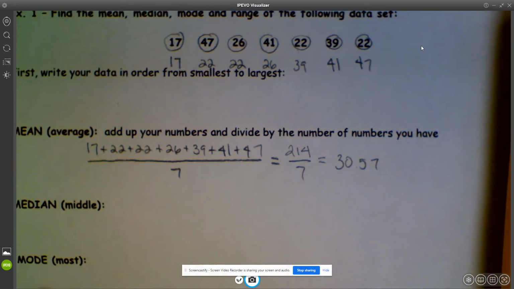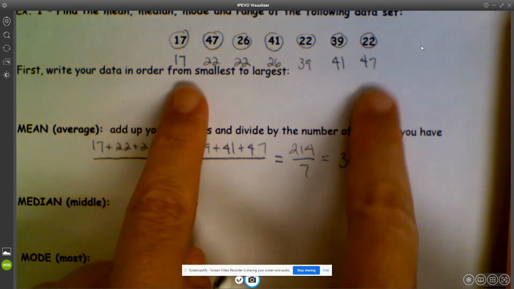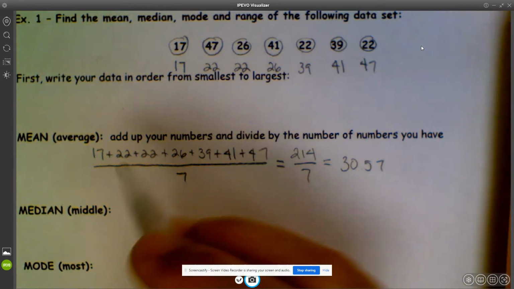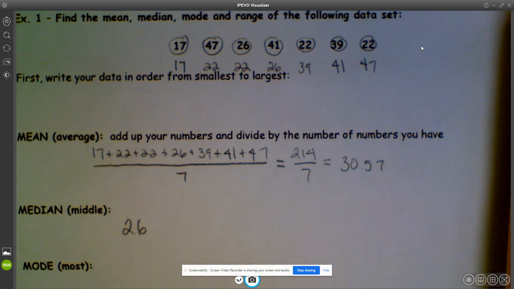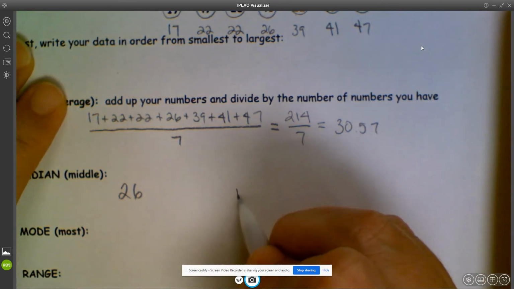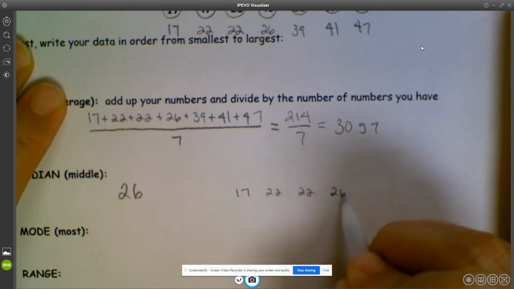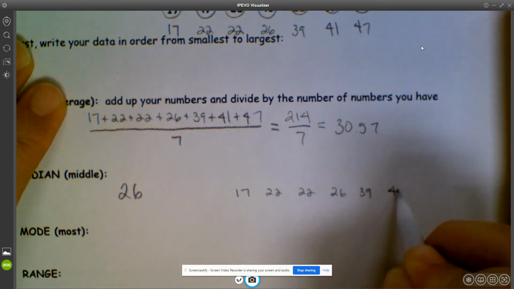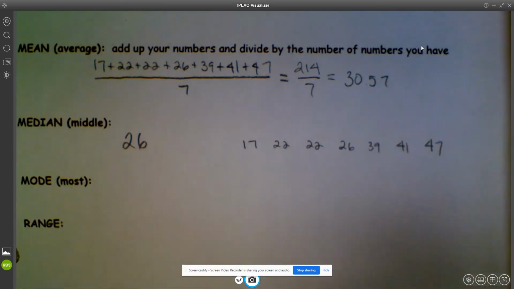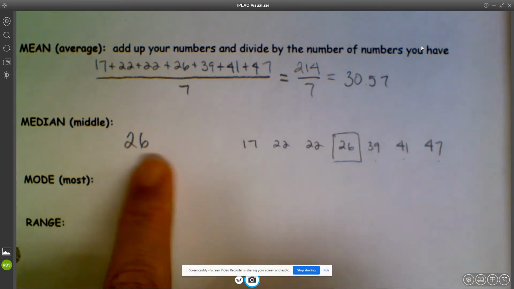All right, the median says pick the number in the middle. So if I look at my numbers, I go outer, outer, and work my way in. The middle number is 26. Okay, the mode, actually, let me write these again really quickly. So when I look at these numbers, 26 shows up in the middle, so that's my median.